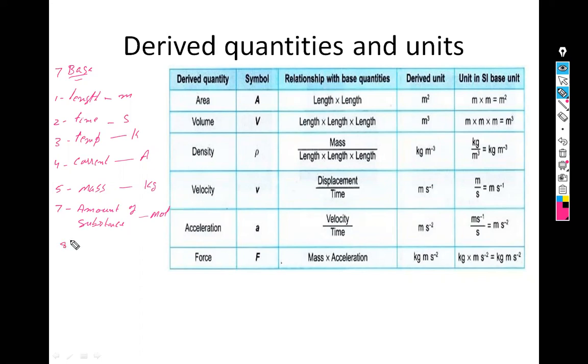Number 8, light intensity. What is light intensity? The unit is candela, C capital, d small. Candela. When you have one bulb in your room, you can see the light intensity. When you have 5 bulbs, you can see more intensity of light. And when you have 10 bulbs in a room, you can see even more.